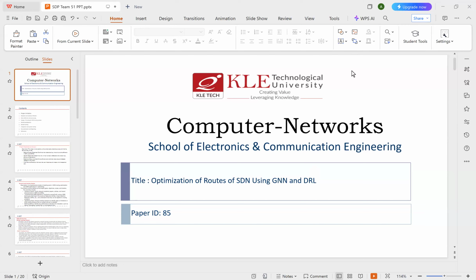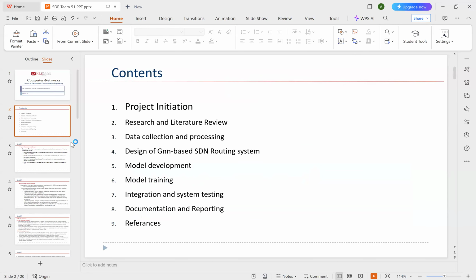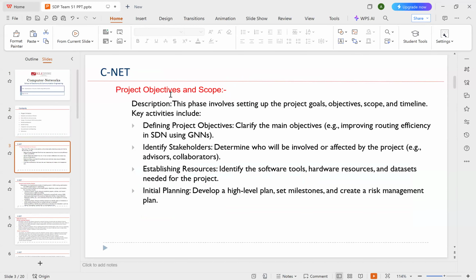So, good morning. I'm from KLE Technological University, and the paper ID is 85. Our title is Optimizing the Routes of Software-Defined Networking using Graph Neural Networks with Deep Recurrent Learning. So these are the contents. Coming to the project initiation, objectives and scope, this phase involves setting up the project goals, objectives, and scope. Our main objective was improving the routing efficiency in software-defined networking using graph neural networks.